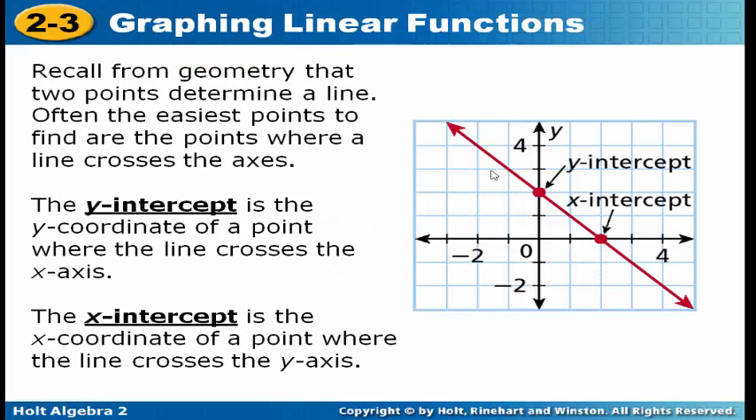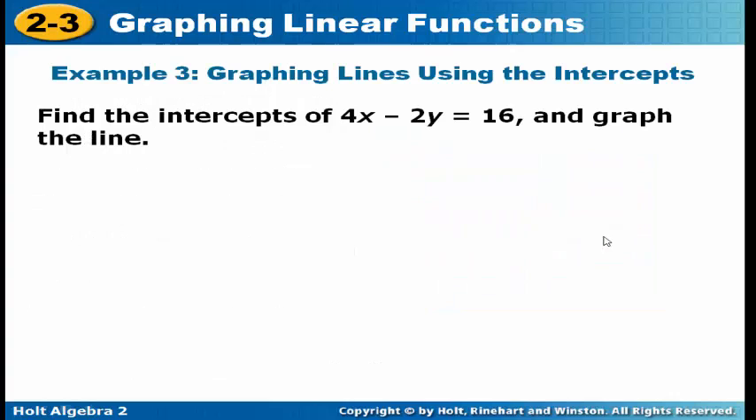Recall from geometry that 2 points determine a line. Often the easiest points to find are the points where a line crosses the axis. The y-intercept is the y-coordinate of a point where the line crosses the y-axis, and the x-intercept is the x-coordinate of a point where the line crosses the x-axis. So when the line cuts the y-axis, this point is called the y-intercept, and when a line cuts the x-axis, this point is called the x-intercept.